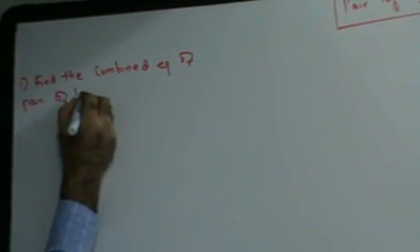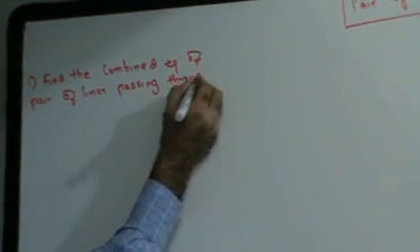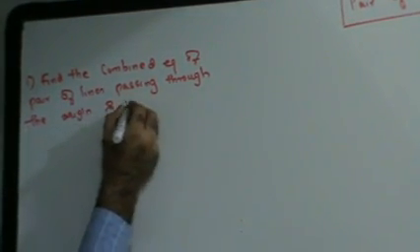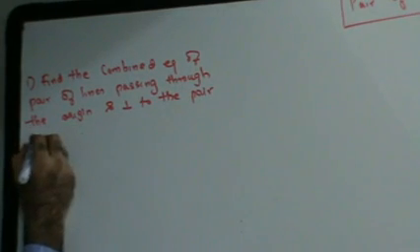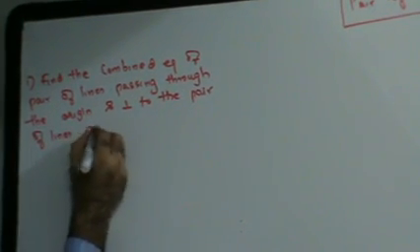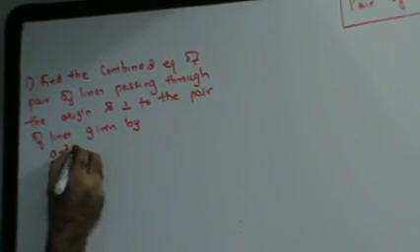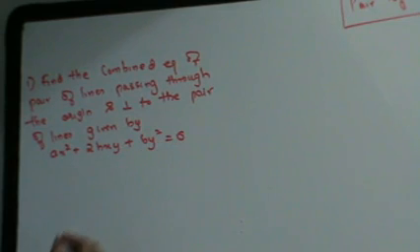Find the combined equation of pair of lines passing through the origin and perpendicular to the pair of lines given by ax square plus 2hxy plus by square is equal to 0.